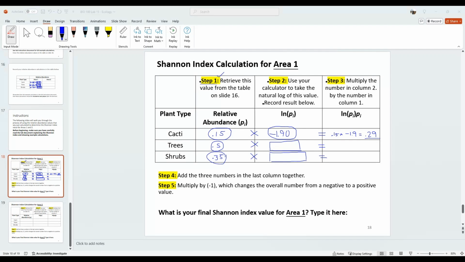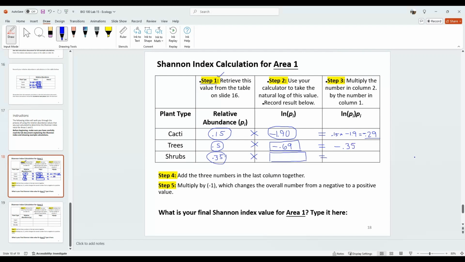So quickly, I'm going to do these ones as well as an example. The natural log of 0.5 is negative 0.69, rounded to 2 decimal places there. And then when we multiply negative 0.69 times 0.5, so this one by this one, then we get negative, sorry, I forgot to put my negative value right here, negative 0.35.